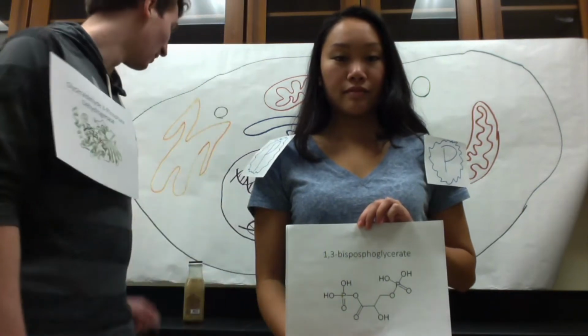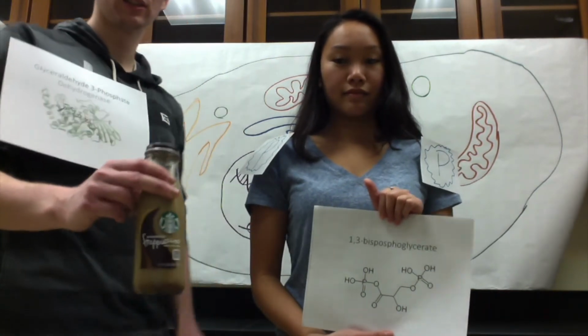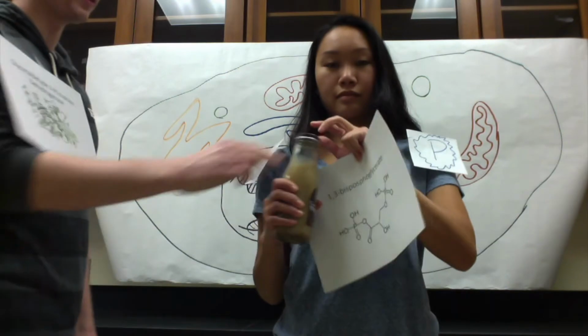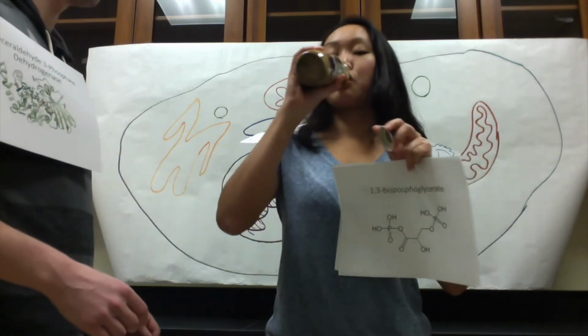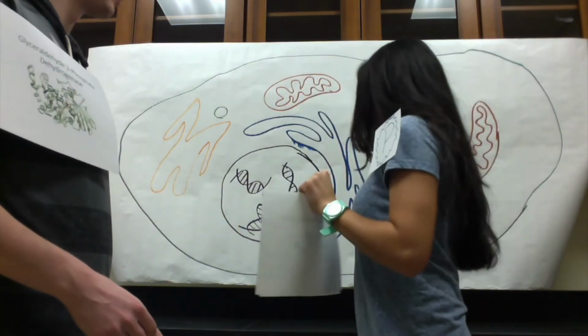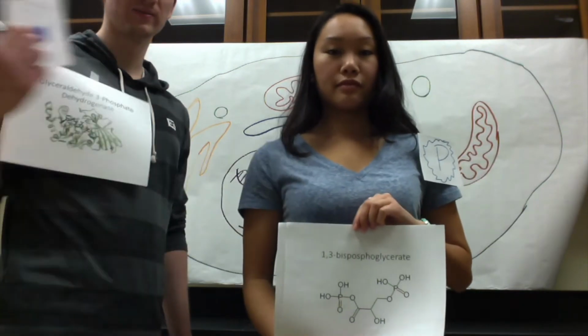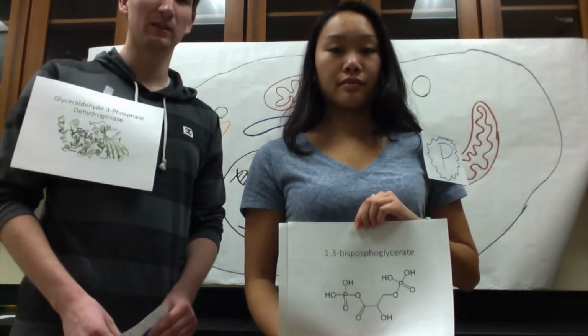1,3-bisphosphoglycerate gets converted to glyceraldehyde 3-phosphate via the enzyme glyceraldehyde 3-phosphate dehydrogenase. Glyceraldehyde 3-phosphate dehydrogenase will use NADH to reduce the 1,3-bisphosphoglycerate and will remove a phosphate to make glyceraldehyde 3-phosphate.